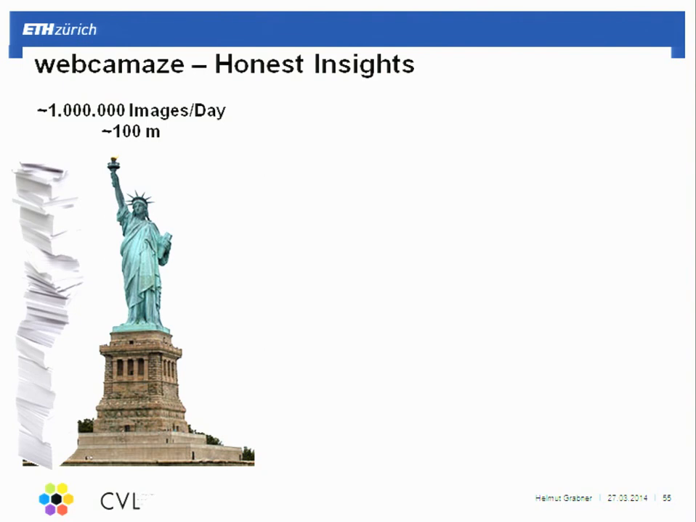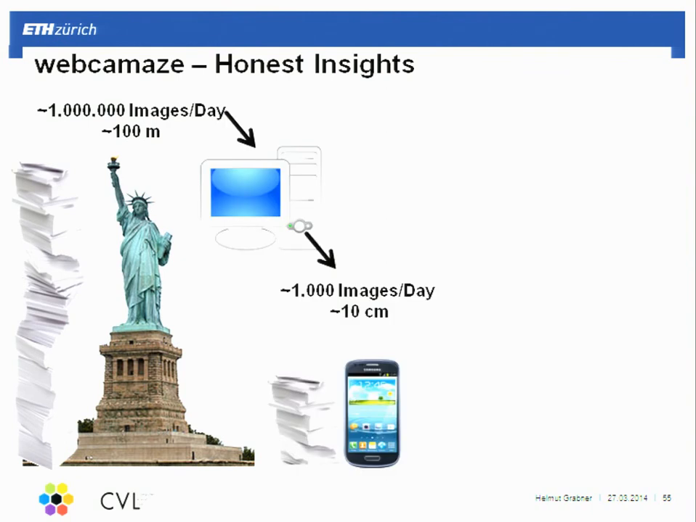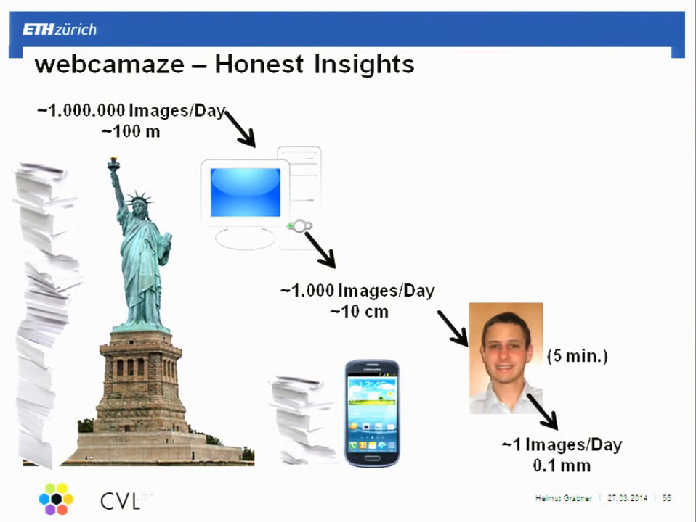What we are doing is running this whole pipeline in a similar manner as I described before, computationally and completely automatically, and we boil it down to roughly 1,000 images per day. That's like the height of a cell phone, so three orders of magnitude reduced. And in the morning, I or a colleague of mine manually look across those 1,000 images, which can be done in roughly 5 minutes. So you go for a coffee, and in the meanwhile you browse those images. And from those 1,000 images, we select roughly one or two per day.